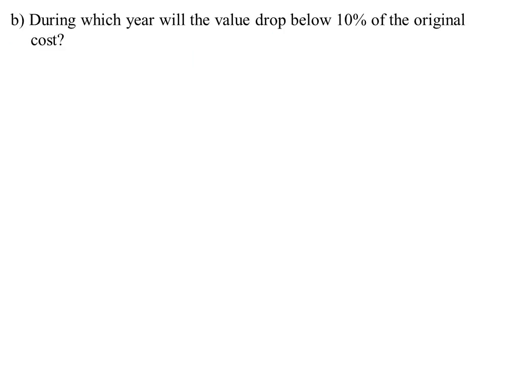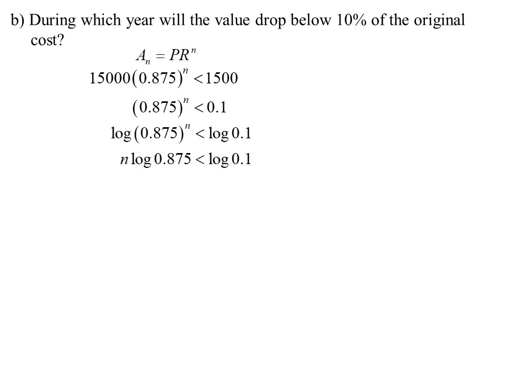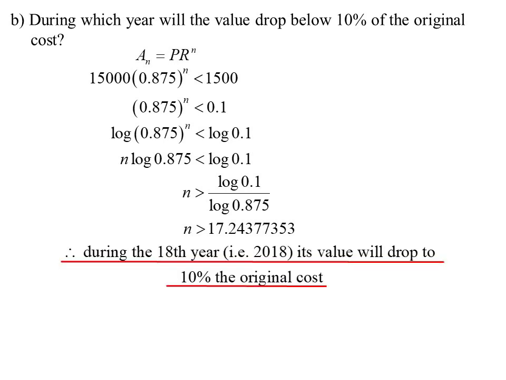During which year will the value drop below 10% of the original? And we're saying, when will this general term be less than 10%, which would be 1,500? So let's solve this little equation. Log both sides, bring the n to the front. Again, we've got a log that's less than 1, so it's a negative number. Change the sign, we get 17.2. So that will be during the 18th year, so 2018.